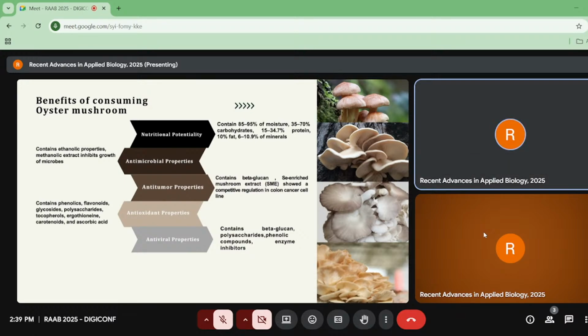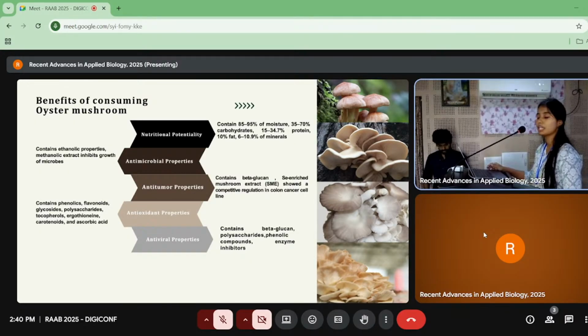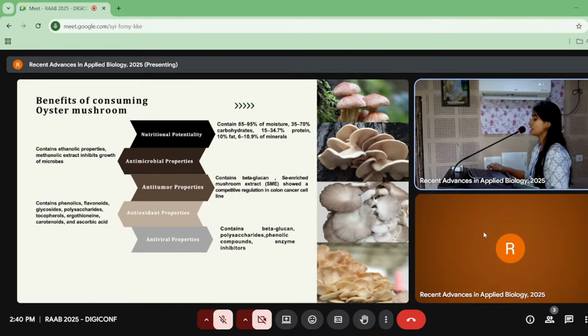Then it also contains antimicrobial properties, ethanolic properties, and anti-tumor properties. It contains beta glucan, which shows a competitive regulation in colon cancer cell lines. Talking about the antioxidant properties, it also contains phenolic flavonoids and glycoside polysaccharides, which act as antioxidants. Moreover, it also has antiviral properties, containing beta glucan, polysaccharides, phenolic compounds, and enzyme inhibitors.